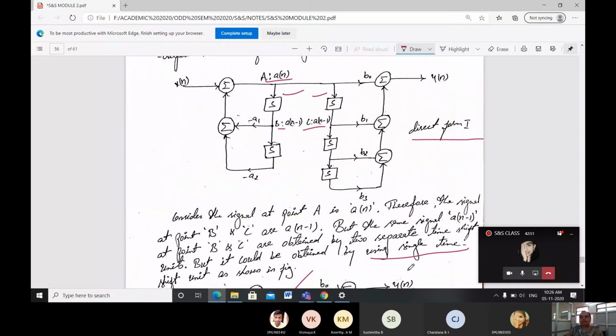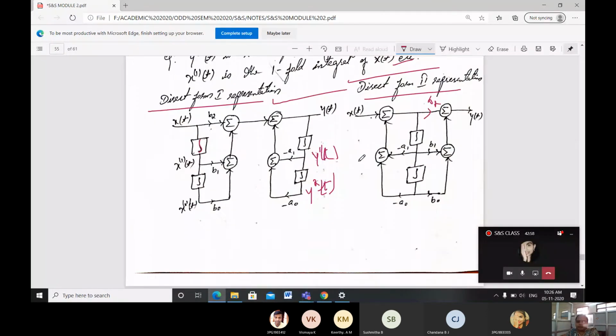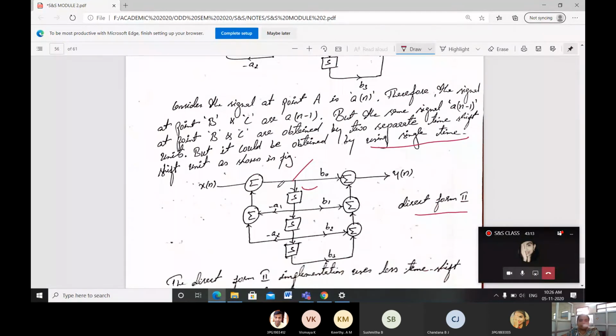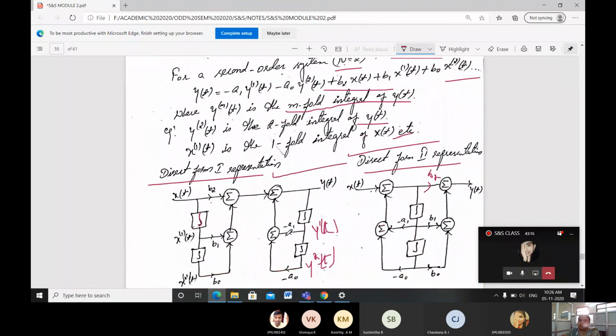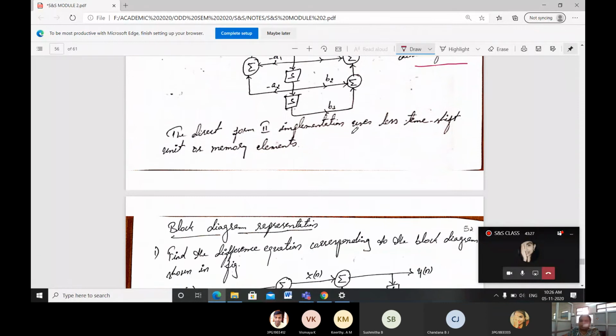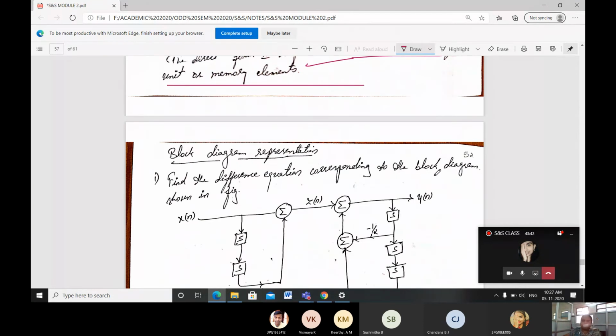This is for discrete time and the earlier diagram is for continuous time. Observe what the change is between continuous and discrete. Here minus a1, a0, and there minus a1, a2, a0 is not there, it's in reverse order. Here b2 b1 b0, but there it is b0, 1, 2, 3 going on. Therefore, the direct form 2 implementation uses fewer time shift unit elements. This is the conclusion we can draw from direct form 2. Now we will solve problems based on this.